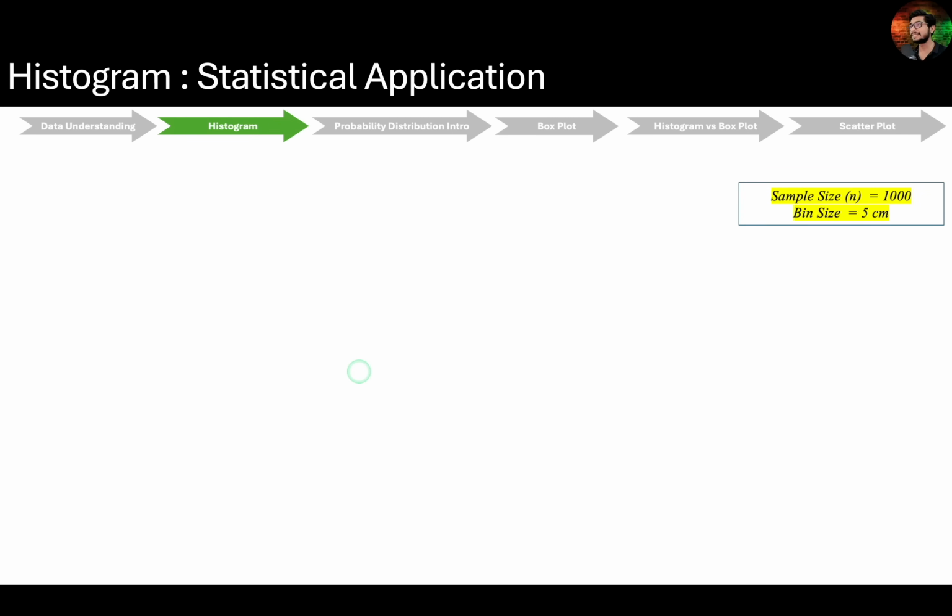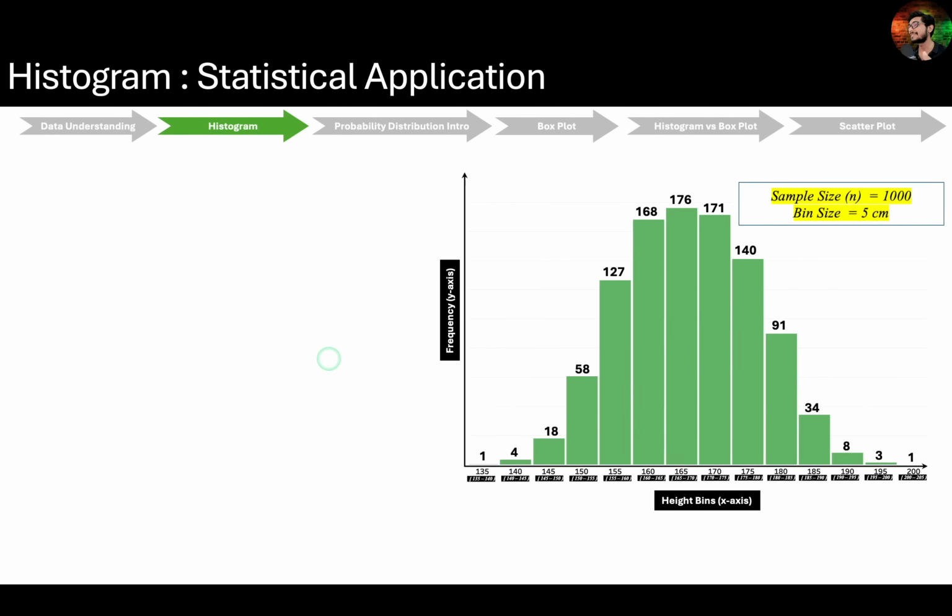For simplicity, instead of 10,000 people, let's take a sample of only 1,000 people to make the calculation simpler, and the same bin size of 5 centimeters. As a part of your statistics classroom project, you may have collected the height of these 1,000 individuals and built a basic histogram plot as shown here.